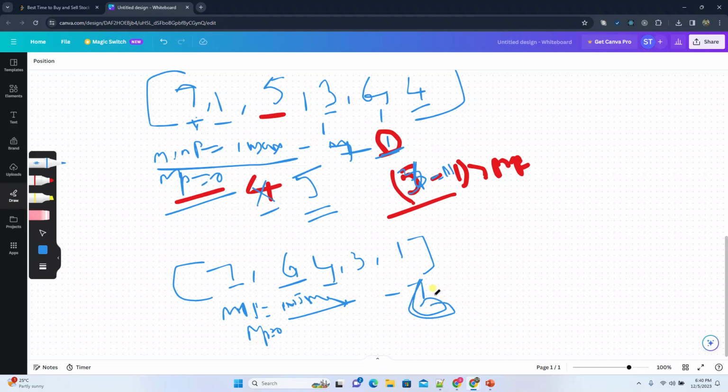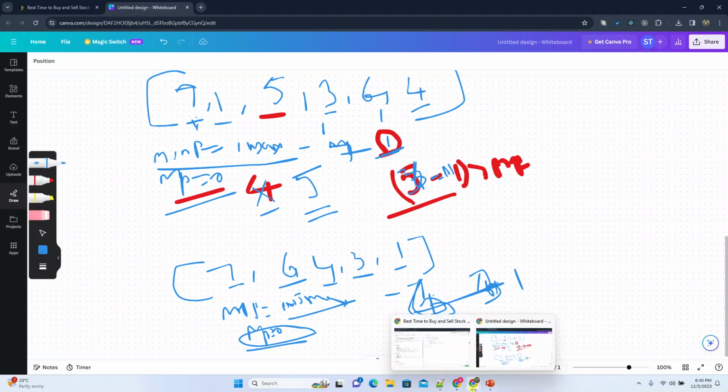Again I come here and the price is 4, so 4 is less than 6, so minimum price will become 4. Move to this position, minimum price will become 3, and come here, minimum price will become 1. So in this case, if you see, we are not able to find when to sell this particular share. We are not able to sell or buy anything, so no transaction happened basically, and that's why maximum profit will be 0.